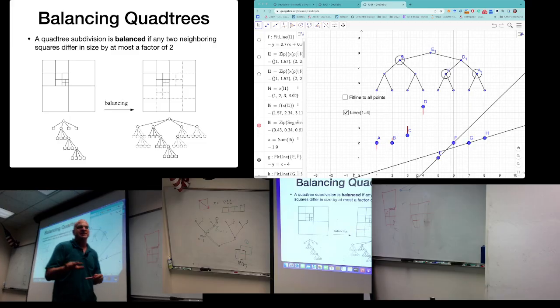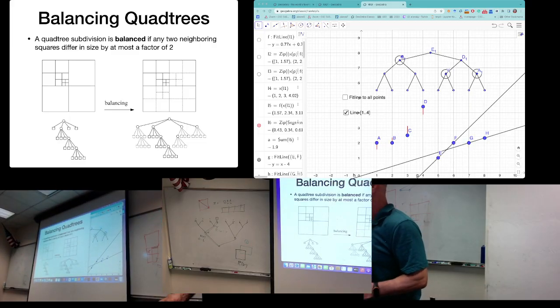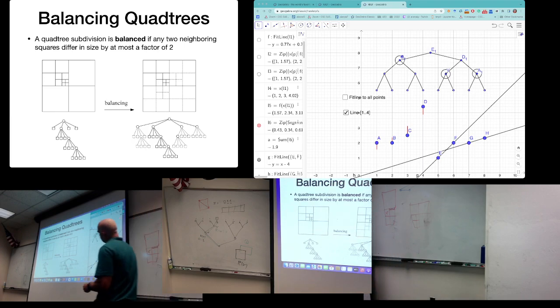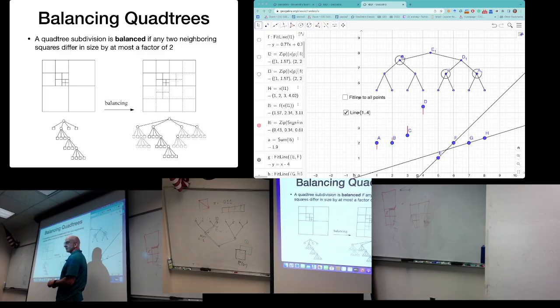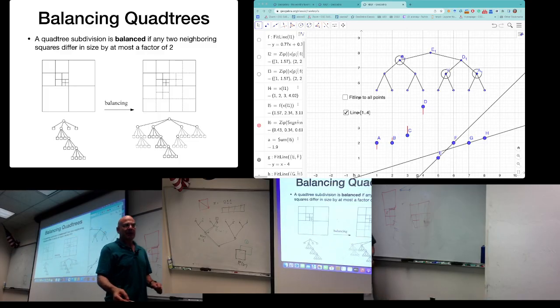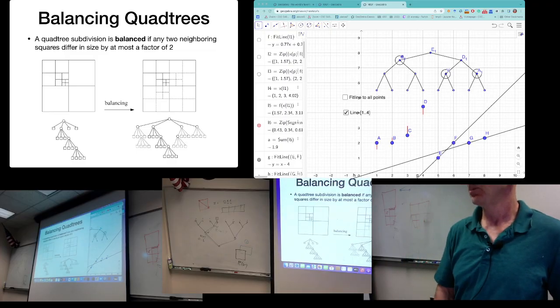But we'll build the quadtree efficiently, but no commitments about balancing. This guy has nodes that are much smaller than it. So let's balance it. We're not going to rotate anything. No rotations.